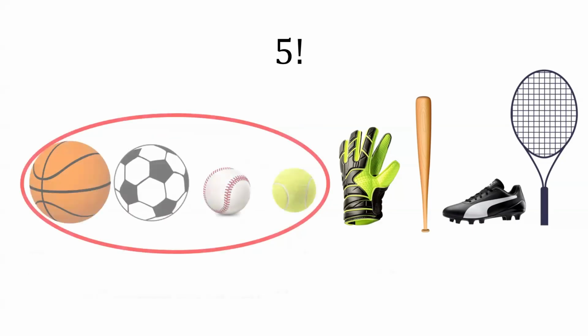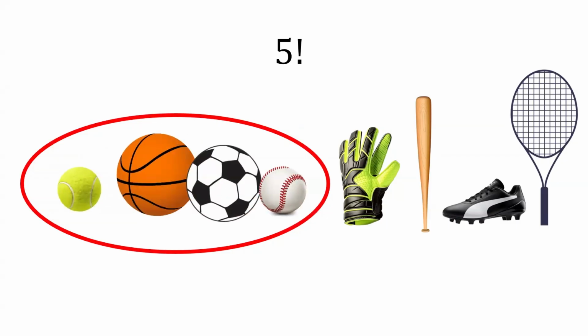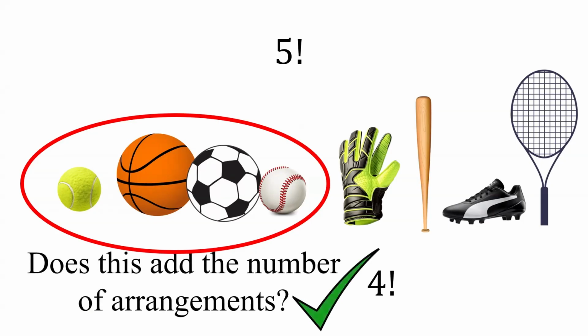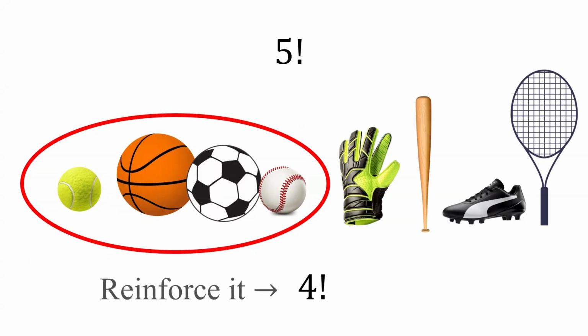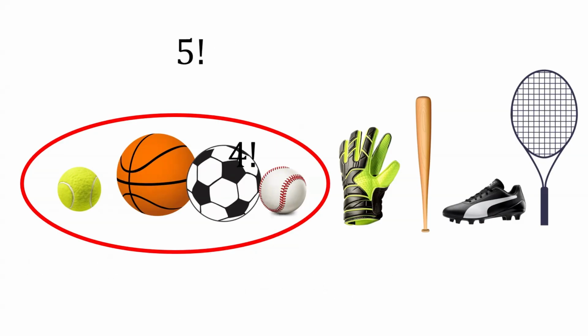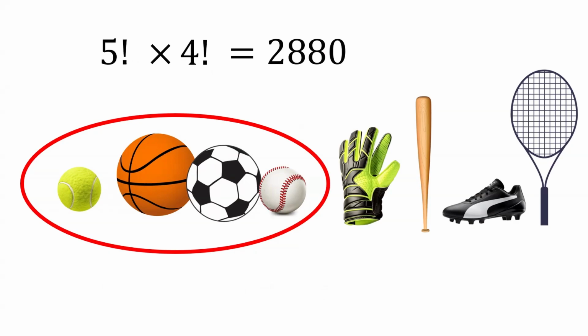Let's see. Well, if we just consider this as one element, then we would think of this as one arrangement. But remember, this can be rearranged. We can rearrange them multiple ways. So really, we are undercounting if we only consider this as one element. So since we're undercounting, yes, it does add to the number of arrangements. So instead of cancelling it out, we have to reinforce it. So we have to multiply it by the previous number, and it gives us 2880.